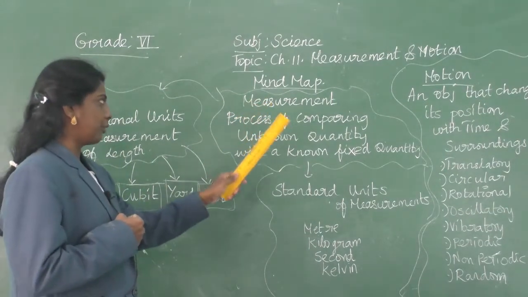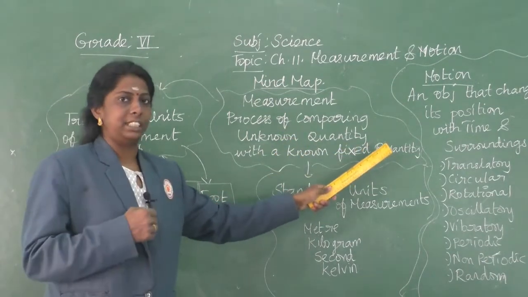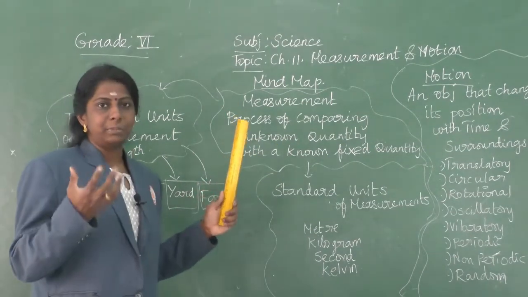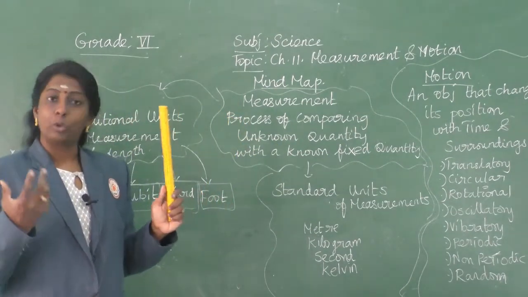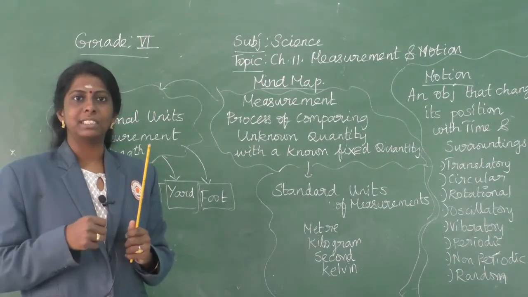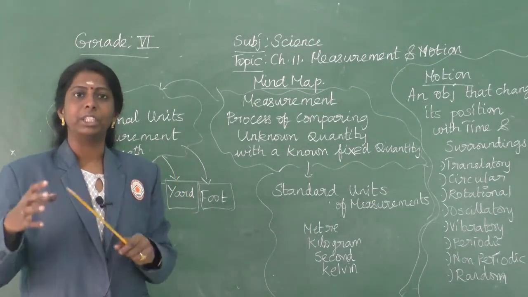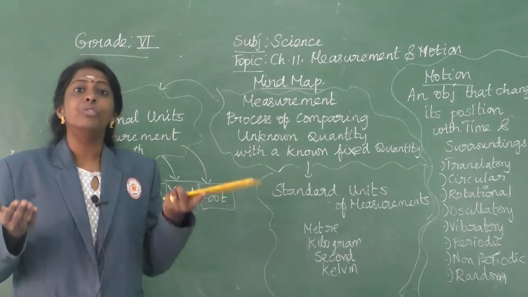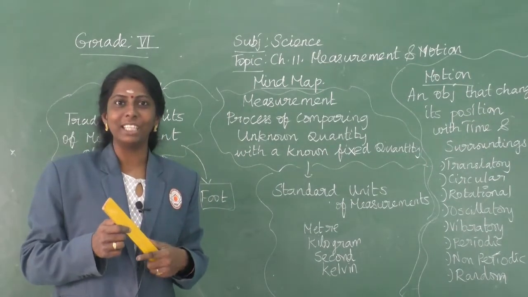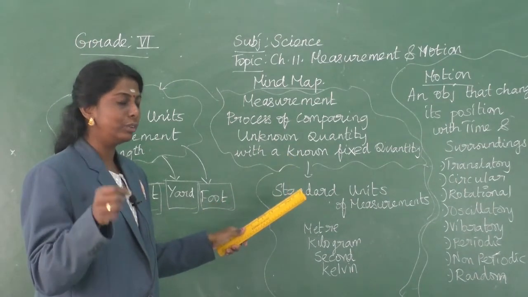A process of comparing unknown quantity with a known fixed quantity. Meaning to say, we used to buy vegetables, oil, milk, grocery, so many, is it not? So when we buy some amount of vegetables, it will be unknown. So how to measure that unknown? We are measuring this unknown quantity with a known fixed quantity. That's what is said to be measurement. Clear children? Yes. Now this measurement is again classified into two types.